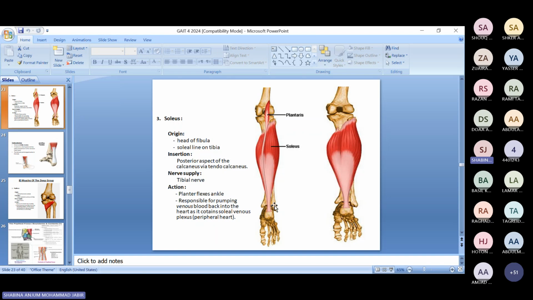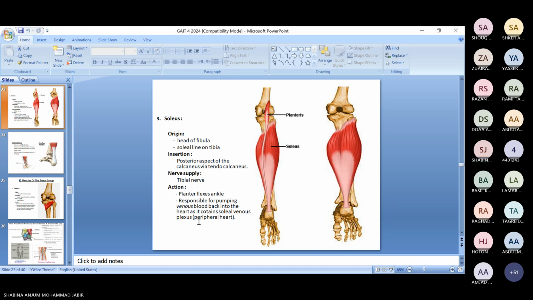This is the muscle which has many small venous plexuses inside. When we are standing for a long time, the venous blood may accumulate here. So when this muscle contracts, all the venous blood will go above, into the veins, and finally to the inferior vena cava and to the heart. So it is called the peripheral heart. That's why it is called the peripheral heart.